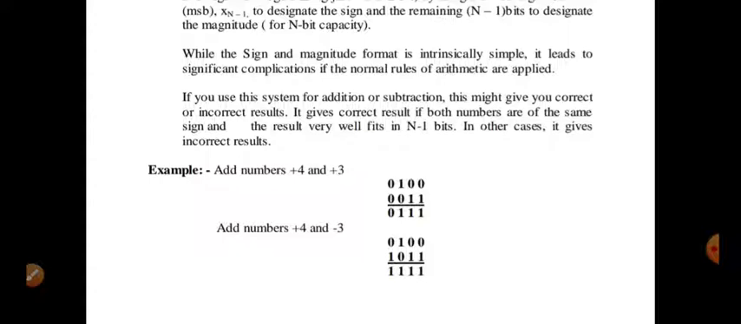It has to come 0, 1, 0, 0, 0, 1, because when we add minus 3 to plus 4, in that case you will get plus 1 as the answer. But here you are getting minus 7, which is wrong. So keep in mind, this problem arises while adding numbers of different sign.